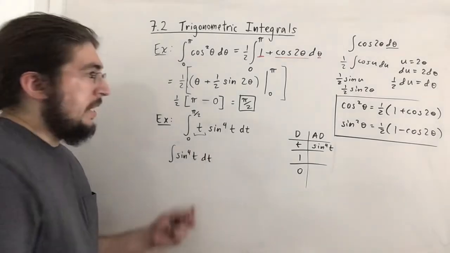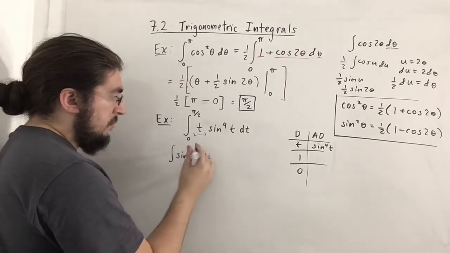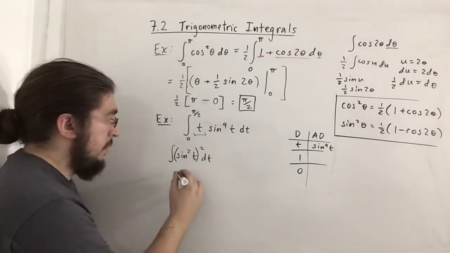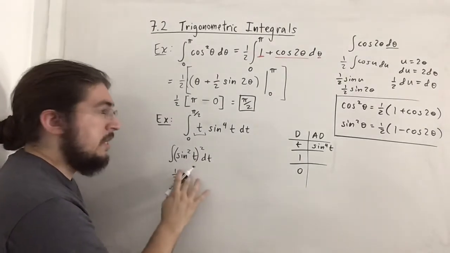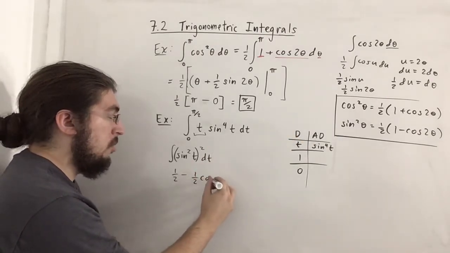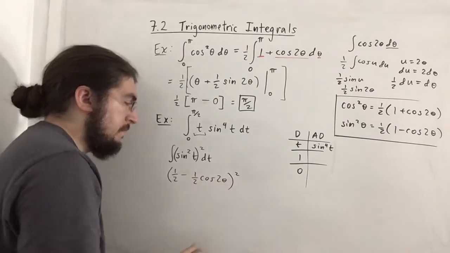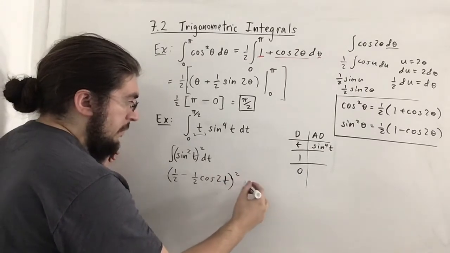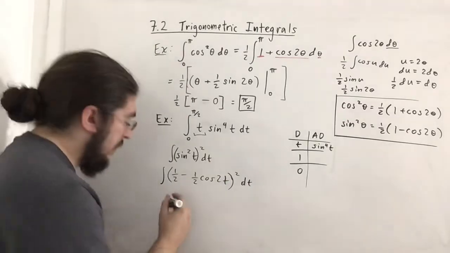So I'm going to do this again using this idea here. So I'm going to replace sine to the 4th. Notice sine to the 4th is really just sine squared squared. So we can replace sine squared with 1/2 times the quantity. And actually, you know what? I'm going to distribute the 1/2 in. So we have 1/2 minus 1/2 cosine of 2 theta. And then this is all squared. It's not theta actually, this is t. There we go. dt.